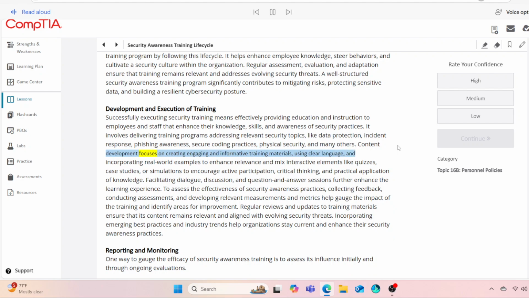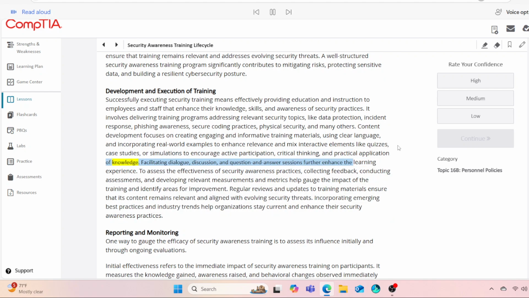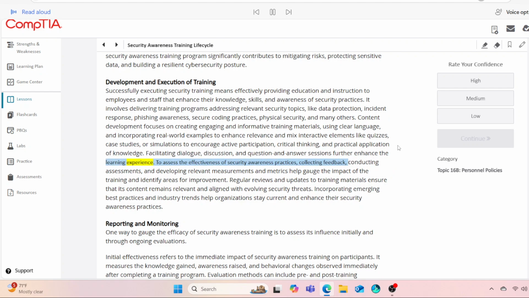Content development focuses on creating engaging and informative training materials, using clear language, and incorporating real-world examples to enhance relevance and engagement. Interactive elements like quizzes, case studies, or simulations encourage active participation, critical thinking, and practical application of knowledge. Facilitating dialogue, discussion, and question and answer sessions further enhance the learning experience.